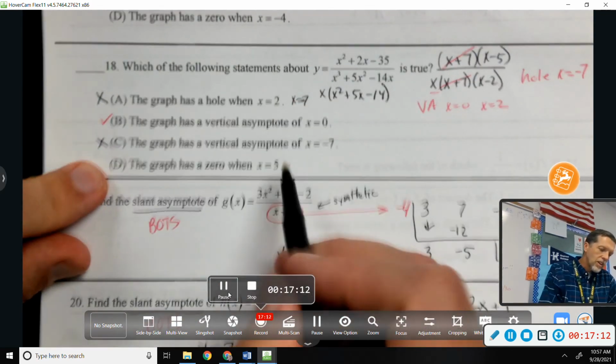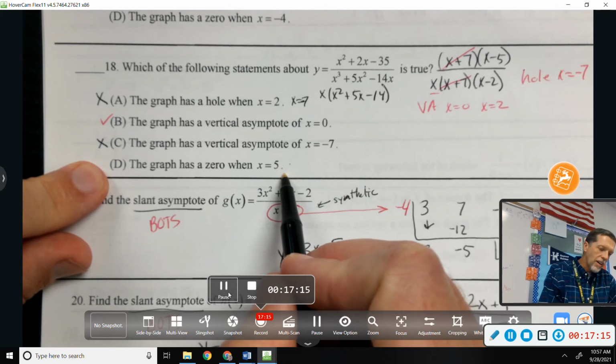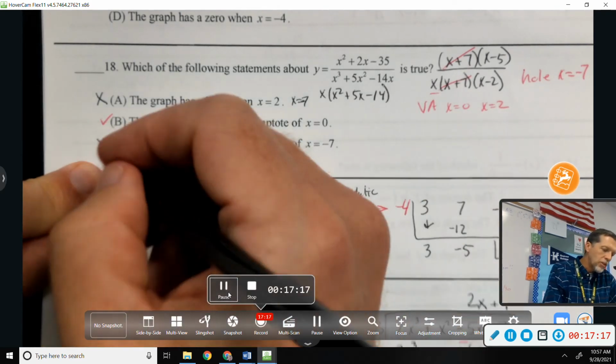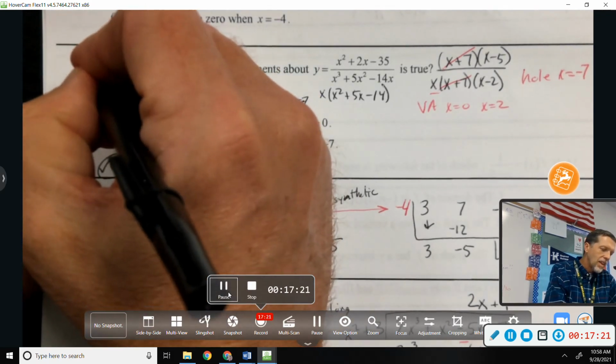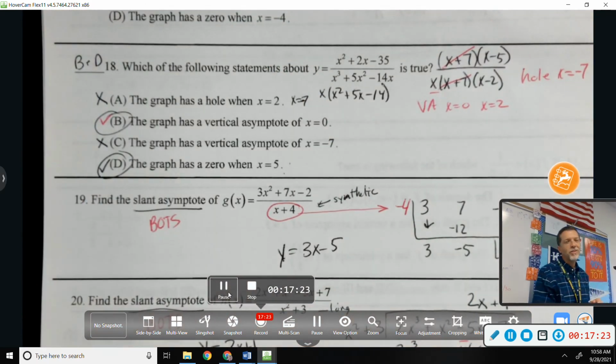The graph has a 0 when x equals 5. That would be true. So you're right. That should not happen. We wouldn't. That's extra cruel, to mark all that apply. So that's a mistake on our part. But B and D are both true on number 18. You're correct. Good question. All right, I think we've seen enough.